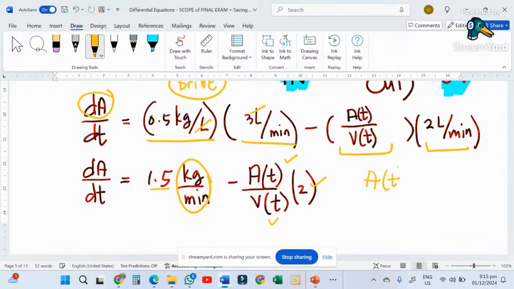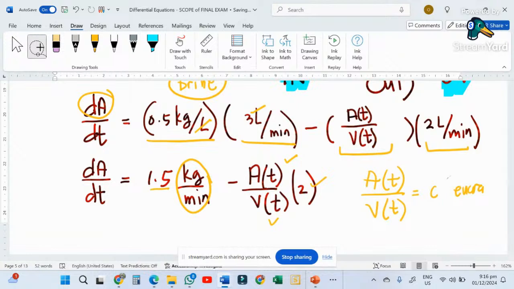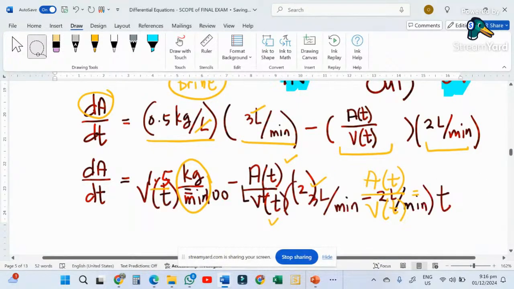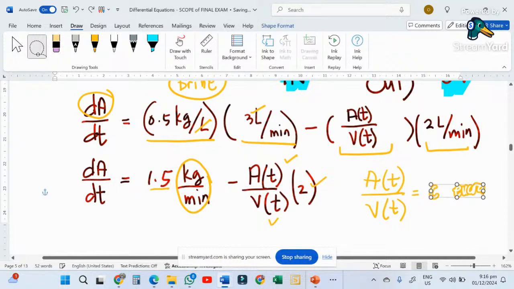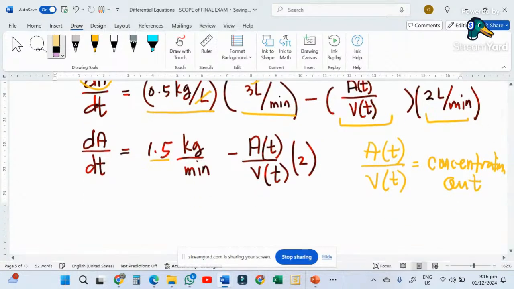What is this A of t over V of t? This is your concentration out, sorry. Let me just write it down. So this is the concentration out, A of t over V of t. We will be using this formula later. So let's concentrate first on the 1.5 minus A of t over V of t times 2.